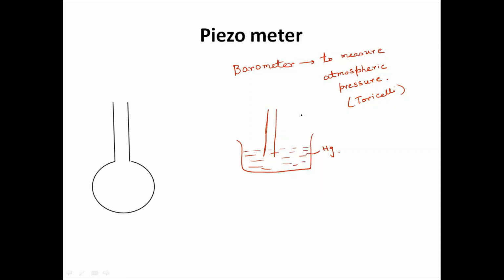And the most important thing: the tube diameter. The diameter of this tube should be more than 1 centimeter. Why? To avoid the capillary effect. If it is more than 1 centimeter, there should not be any capillary effect.